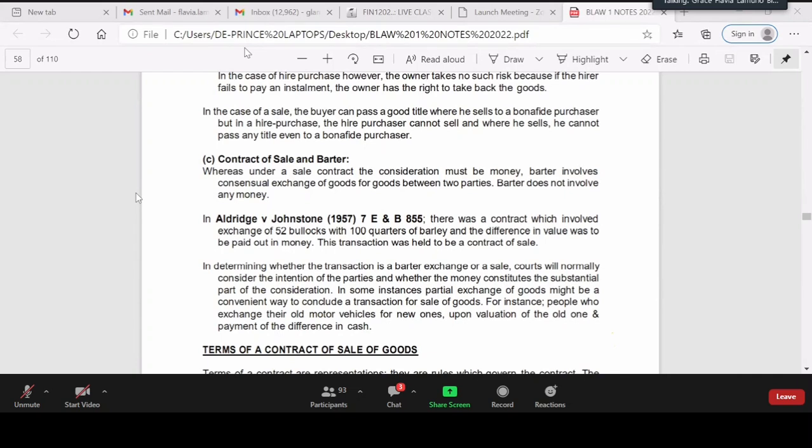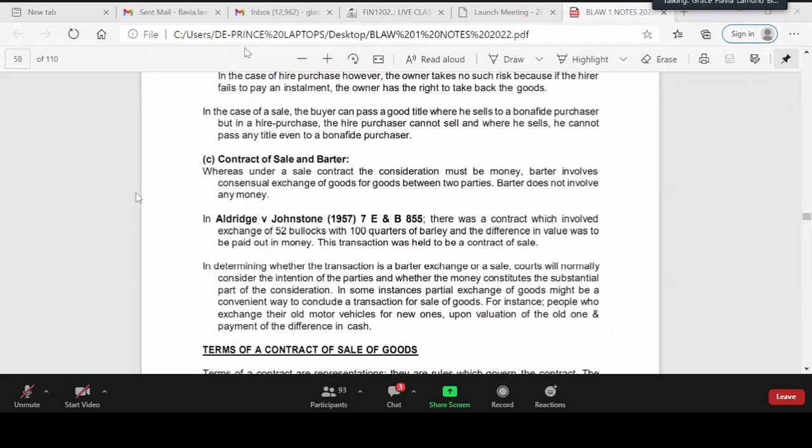Someone says, I'm going to sell you a laptop, and in exchange, you're going to pay using a mobile phone. That is what we're talking about. So you buy a good by paying using a good. So that is the difference, the form of the consideration. In a sale, it's cash money. In barter, it is a good for a good.